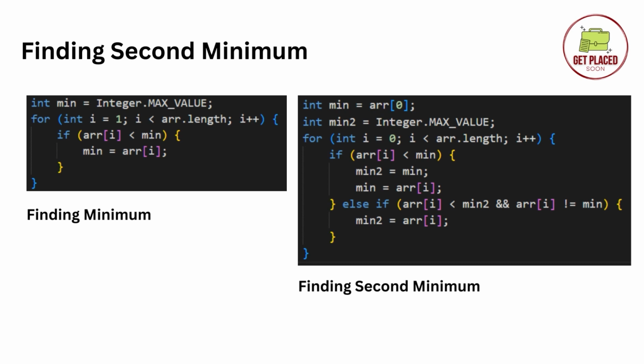Now finding the second minimum. This can be a little confusing, but it is very simple if you understand. So we want two minimums here. One is minimum and the other is second minimum.